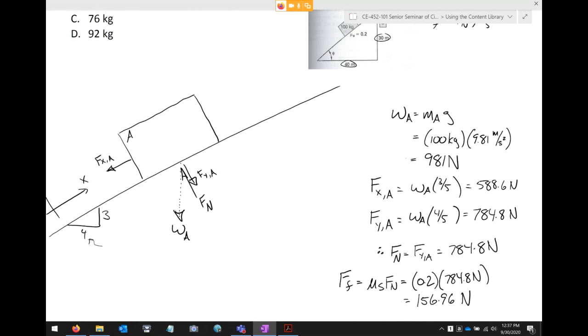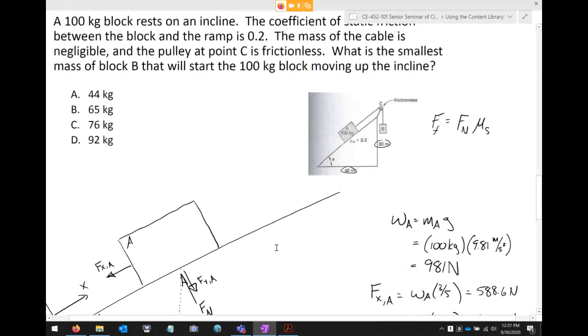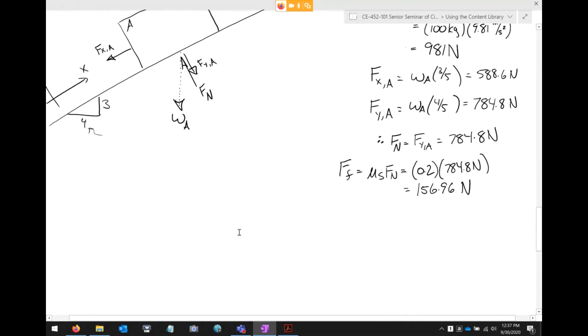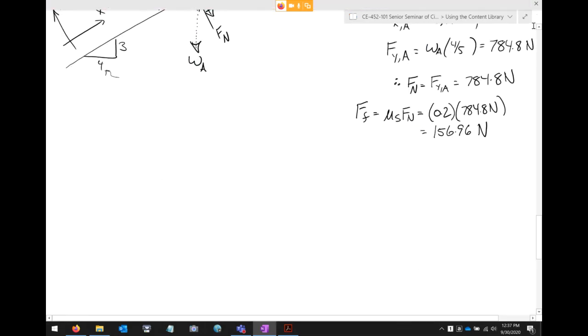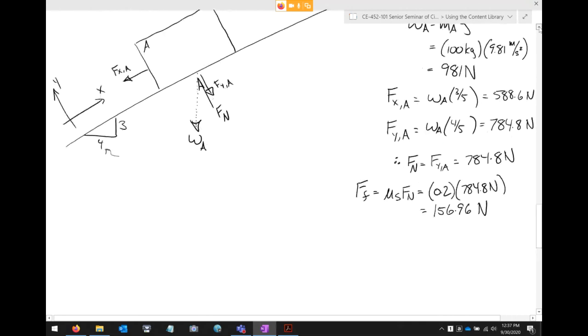Okay, so let's go back to the problem. The problem states that we've got this block, and sorry about that. What's going on here? Why is it doing that? Apologies.